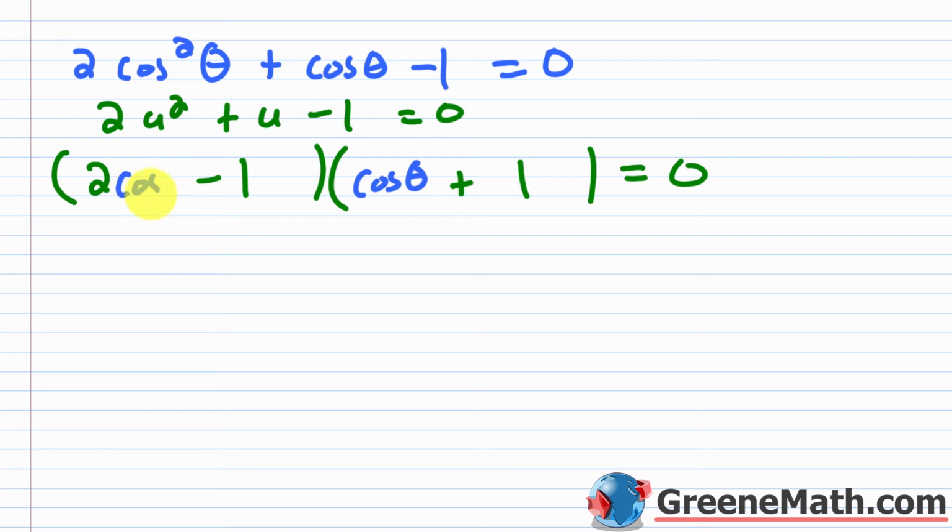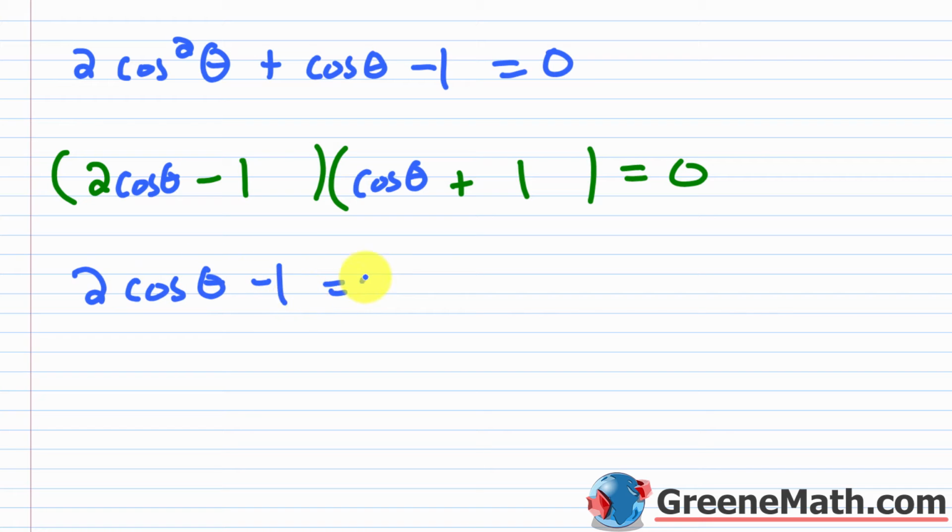Okay, so 2 times cosine of theta there. Okay, so a little trick for you. Now, I'm going to set each one of these equal to 0 and solve. So I'll say 2 times the cosine of theta minus 1 equals 0, or I'll say the cosine of theta plus 1 equals 0.